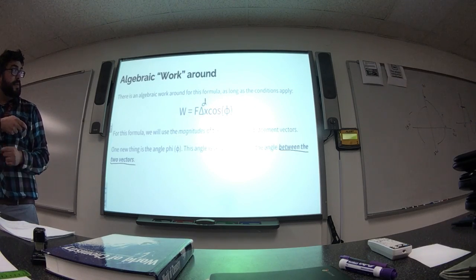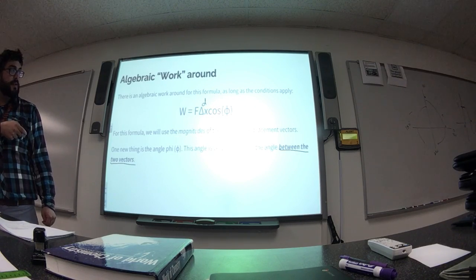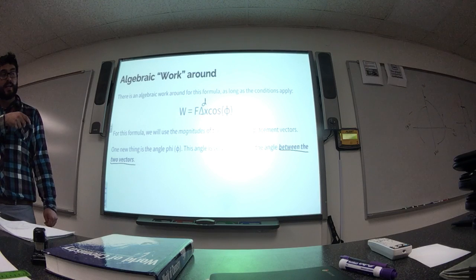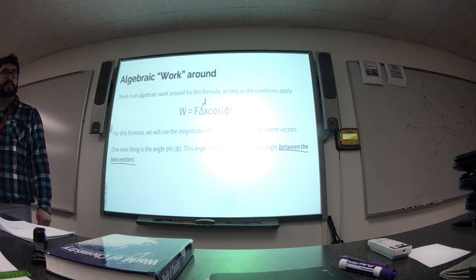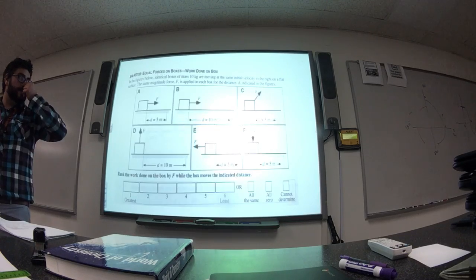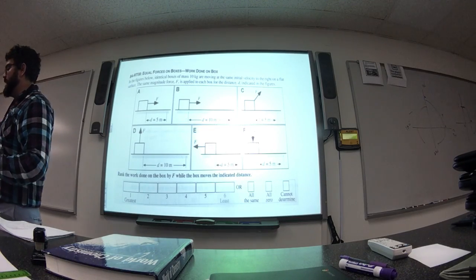These two pieces here are always magnitudes. They're always going to be positive numbers. What's going to take care of the sign is going to be the cosine phi piece. That's the thing that's going to tell us the sign. So let's see some ranking tasks.